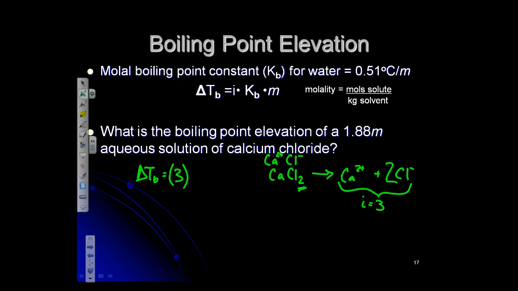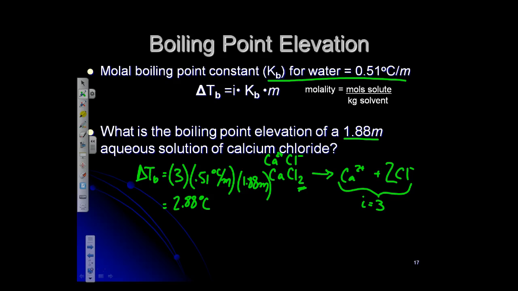Now Kb is given to you, and my molality is here in the problem. Then we're going to multiply all of those together: 3 times 0.51 times 1.88. And I end up with a delta Tb of 2.88 degrees C. That means my boiling point will be elevated 2.88 degrees C. So that answers this question.